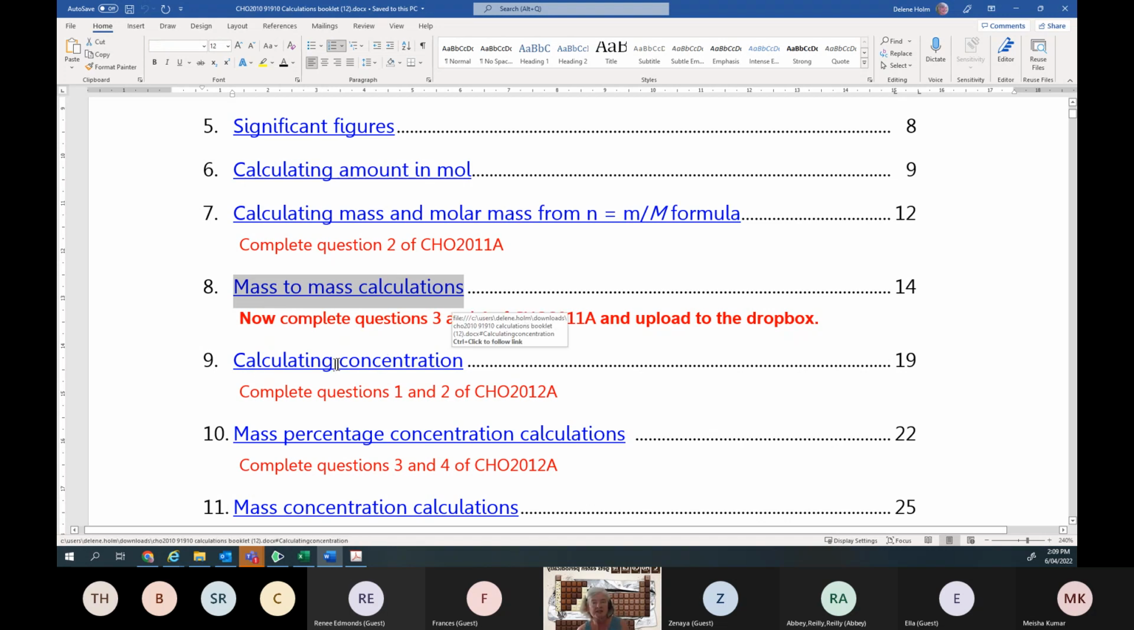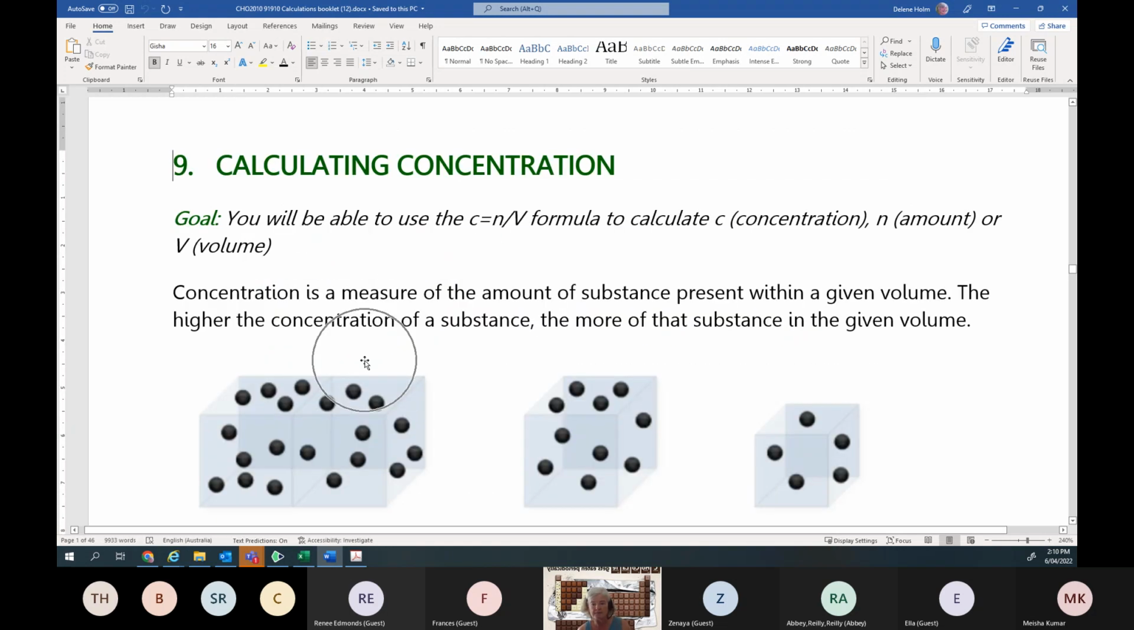Then we looked at another formula of calculating concentration. So I'm going to pop there straight away. This is where we looked at concentration. It's the amount, so the number, so you can see that is the N, and it's divided now by the volume. How many particles, so what amount have I got in a certain volume?